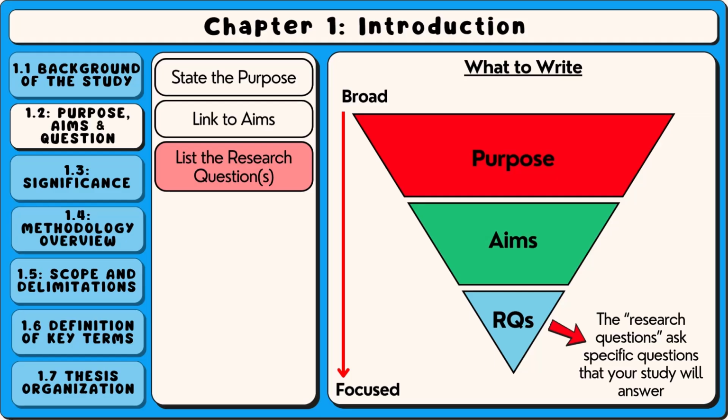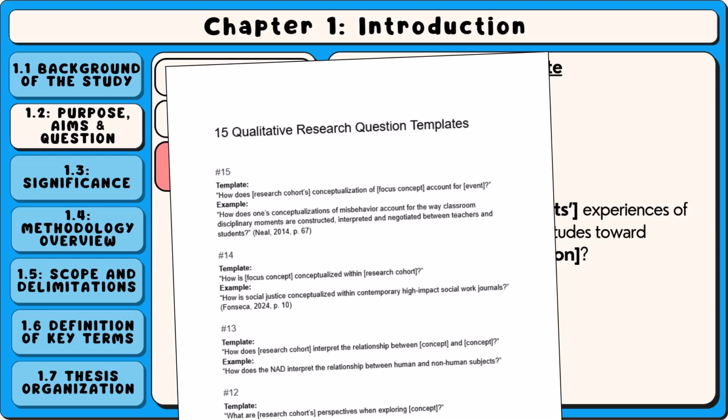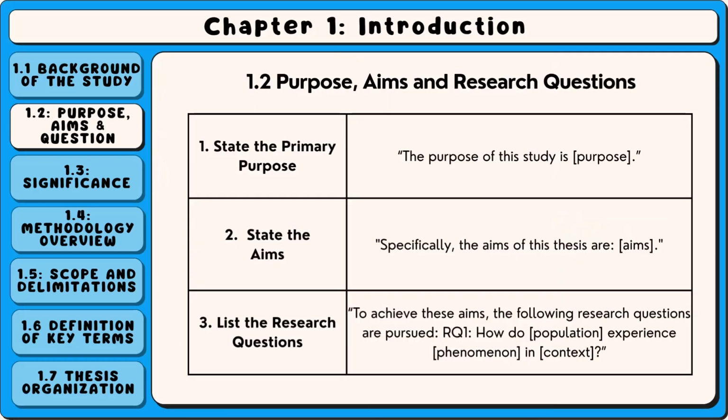The research questions ask specific questions that you will answer and should obviously be formulated as questions with question marks at the end. So, for example, research question 1 might be, how do participants' experiences of a problem affect attitudes towards a phenomenon? If you need more help with formulating a research question, I've created a PDF full of research question examples from real theses and templates that you can use to make your own research questions. When you grab the thesis template below, I'll show you where to get it. That's all you need to do for section 1.2.